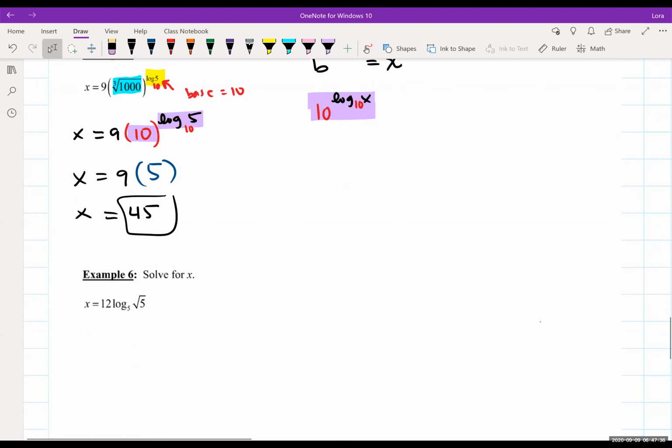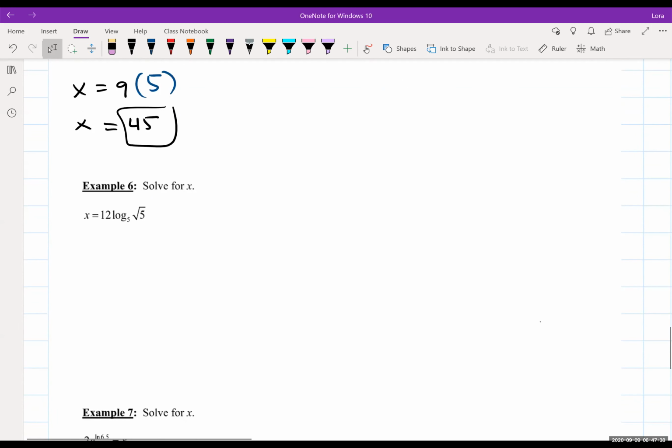Let's take a look at example 6. Right away, from our past experience, we do see radicals. And anytime you see radicals in the argument, you may want to rewrite it so it has rational exponents. So let's do that. 12 times log base 5, instead of square root of 5, that is 5 to the power of 1/2.